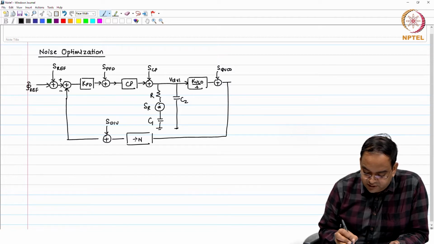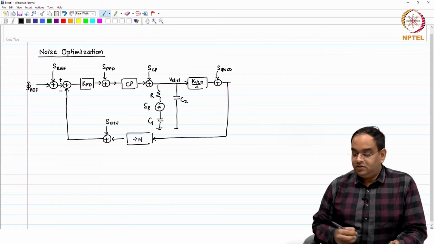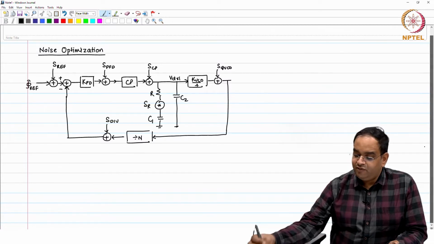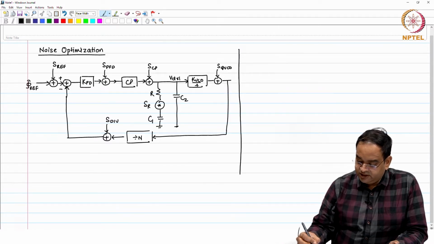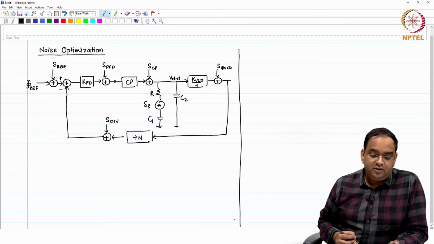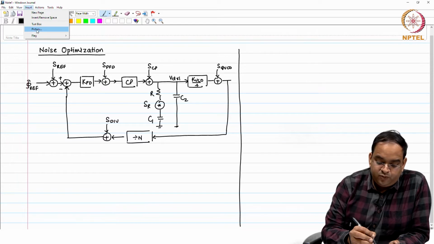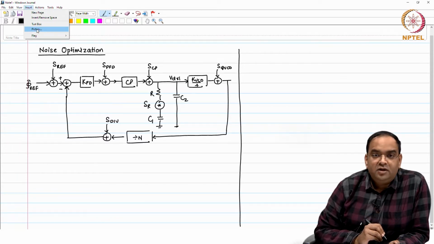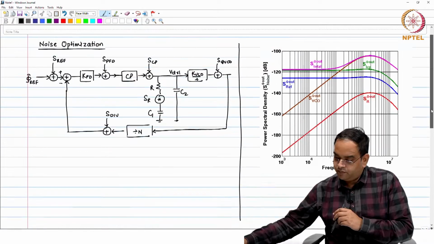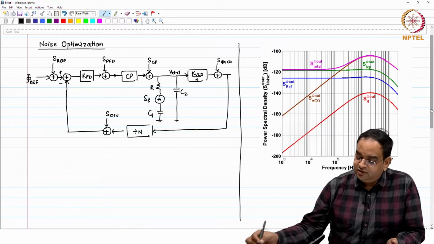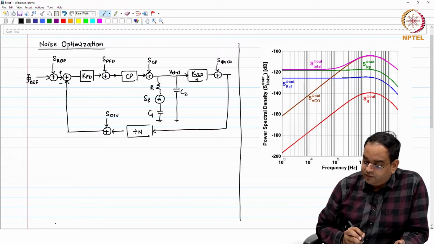So, this was the small signal model of the noise in the PLL, and we were analyzing this noise with the noise transfer functions for the PLL. Let us bring up the plot where we were looking at the output noise spectral density with respect to the input noise spectral density. So, this is the noise plot which we were looking at the output of the PLL.